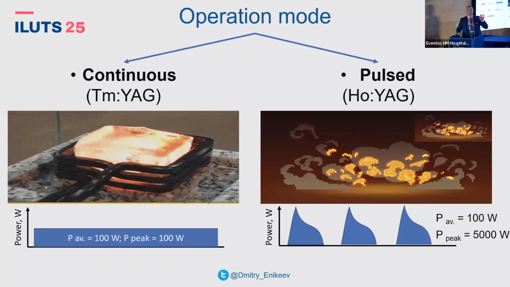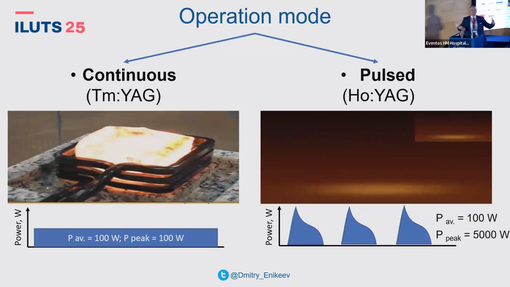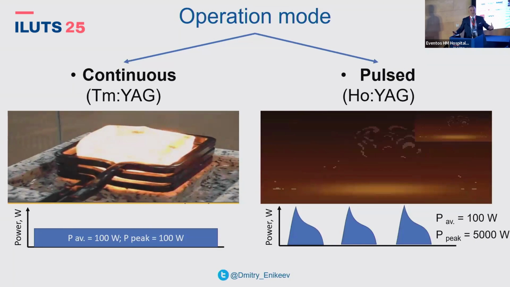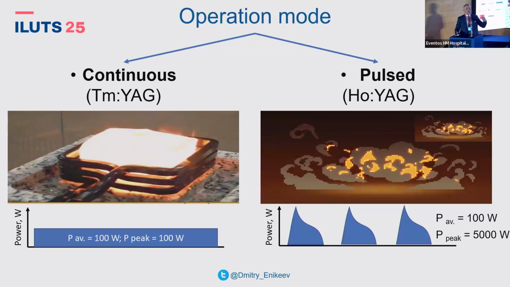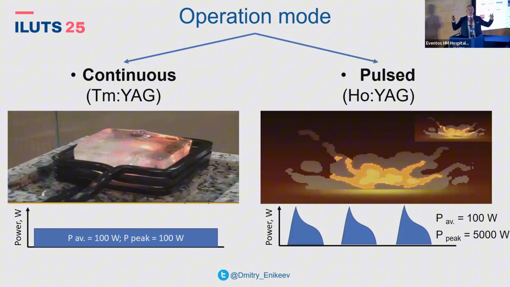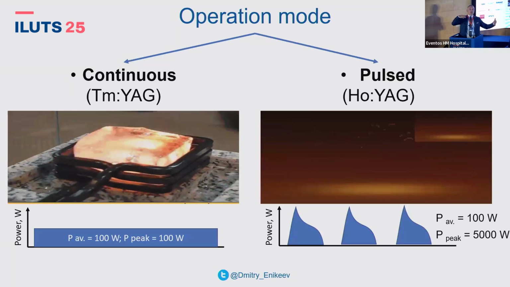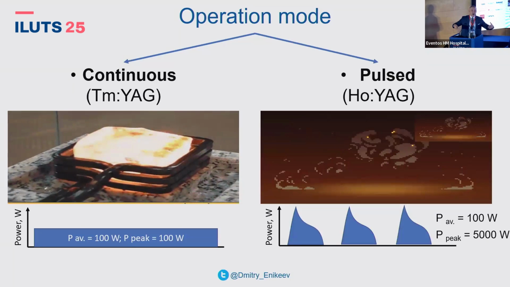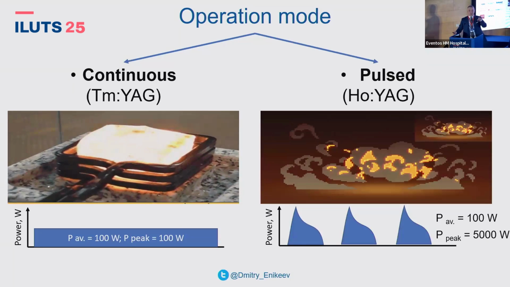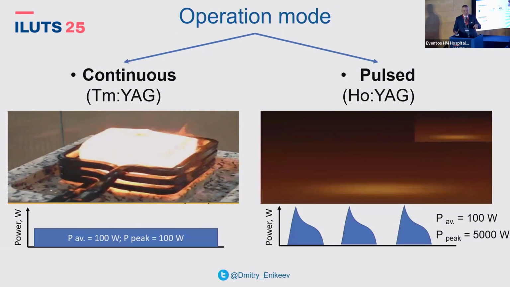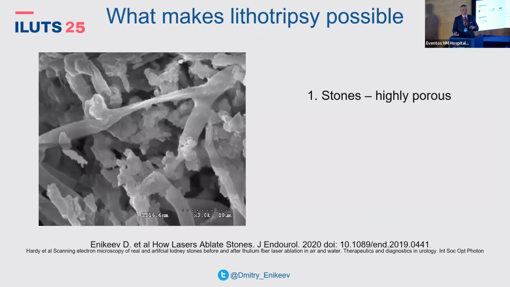Another important thing, to understand the difference between all the lasers and the advantages of thulium fiber, is that there are two different operation modes. It can be continuous, when energy constantly hits the target, and pulsed, when it fires intermittently. Most of the lasers that we use now are pulsed, and I'll also explain why.